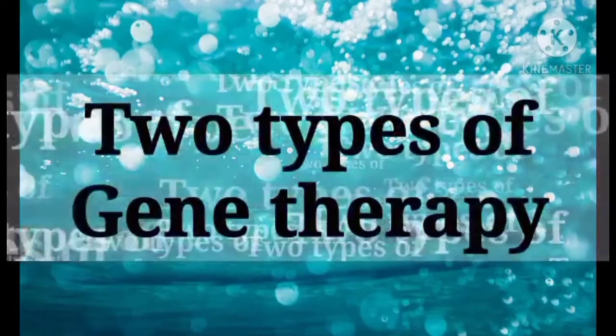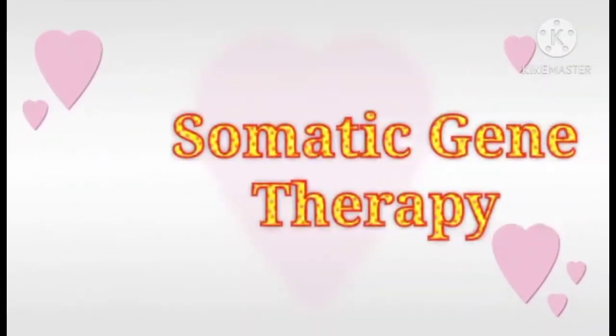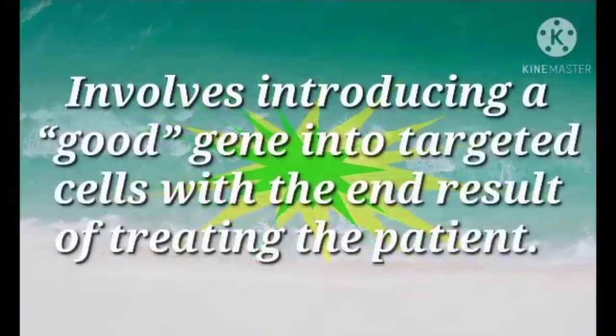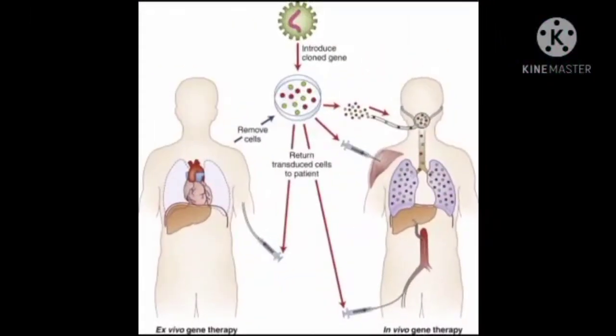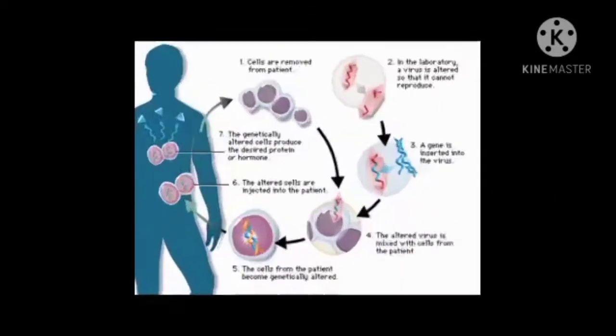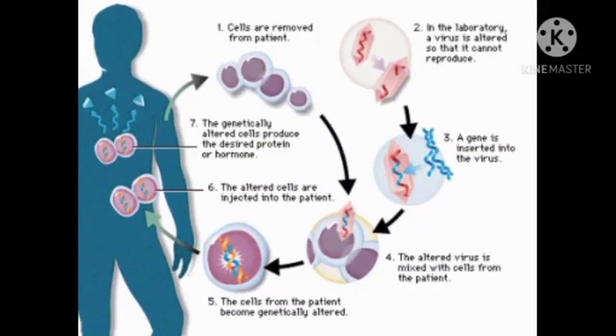There are two types of gene therapy. First is the somatic gene therapy. It involves introducing a good gene into targeted cells with the end result of treating the patient. But take note, somatic gene therapy does not affect the patient's future children because these genes do not get passed along to offspring. This gene therapy involves obtaining blood cells from a person with a genetic disease and then introducing a normal gene into the defective cell.